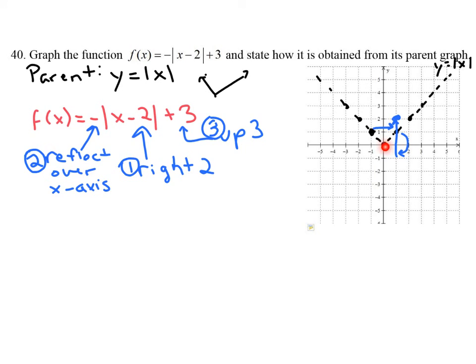Let me take that point at 0, 0. Shift it right 2, so it's here at 2, 0 now. Reflect it over the x-axis. Well, if it's right on top of the x-axis, it's not going to go anywhere. And then from there, shift up 3. 1, 2, 3. And it's going to land here at this position, 2, 3. Right here. Okay, and I'm going to go ahead and connect those dots. So what we've done is taken 2 points on this line and transformed them to these 2 points. So I'm going to draw the new line here.